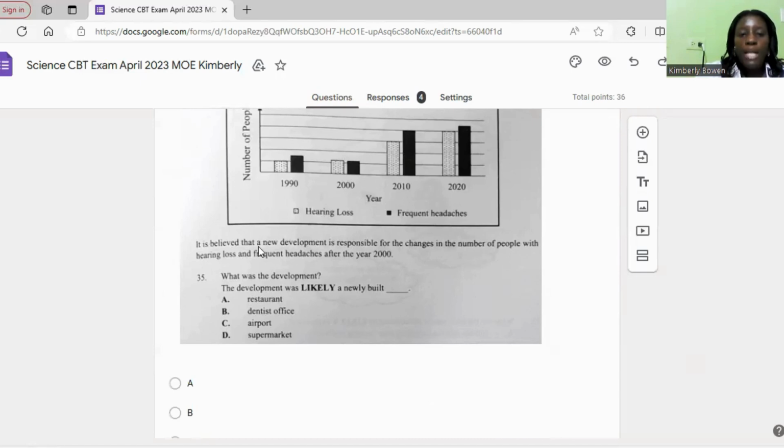It is believed that a new development is responsible for the changes in the number of people with hearing loss and frequent headaches after the year 2000. What was the development? The development was likely a newly built restaurant, dentist office, airport, or supermarket. The correct answer is C, because that causes more noise pollution than any other businesses here. The correct answer, airport.